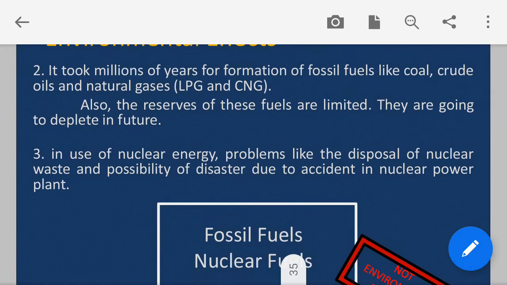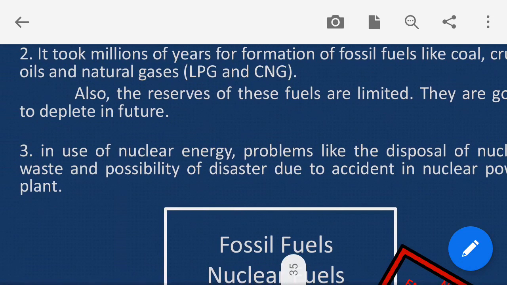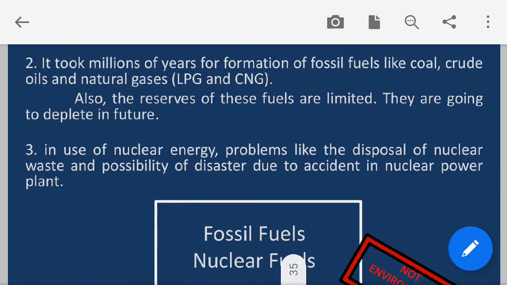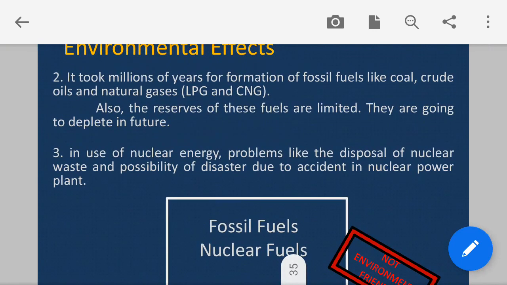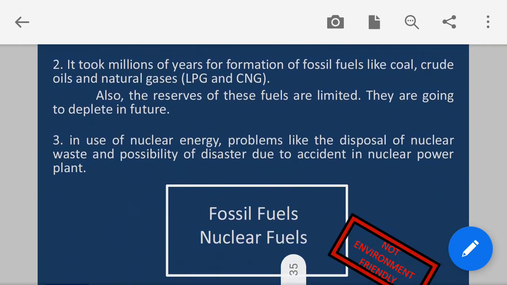Then if you consider nuclear energy, the problem of disposal of nuclear waste and the possibility of disaster due to an accident in a nuclear power plant are the main reasons. That is, if the waste comes in contact with some animal or some person, then radiation effects will be there. And if the energy generation, this process of nuclear fission, is not controlled, then a tremendous amount of energy will be generated and leads to an accident in the nuclear power plant.